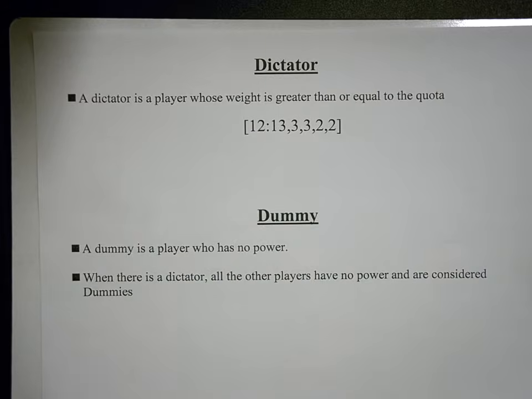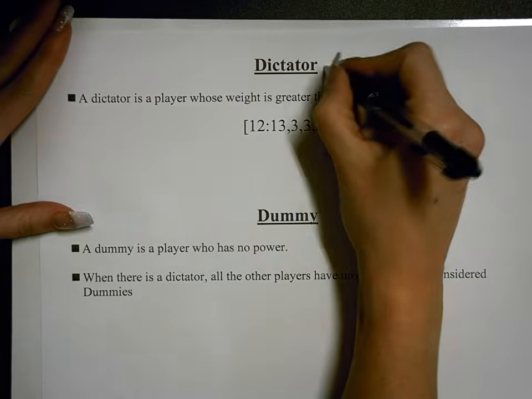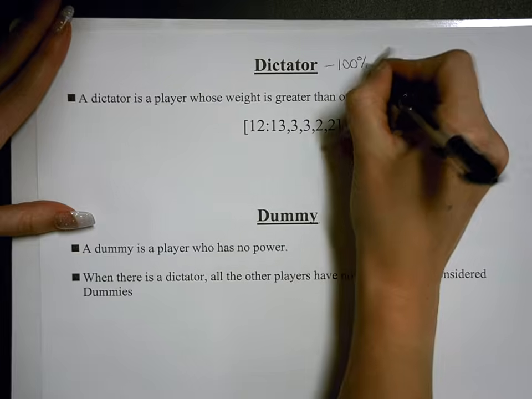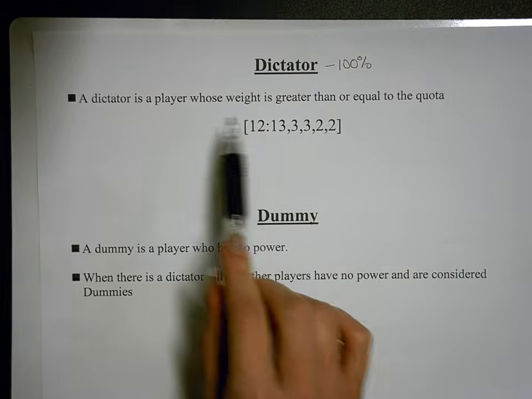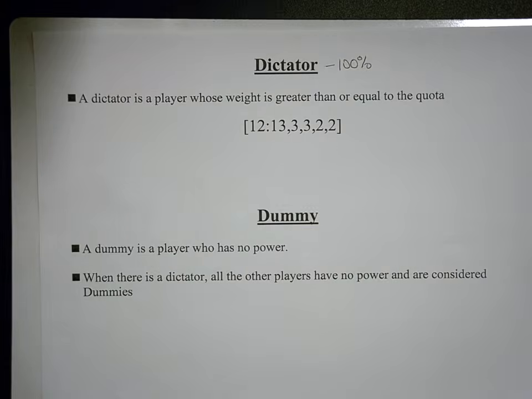A dictator is a player who has 100% of the power. That means if they vote for a motion, it passes. If they do not vote for a motion, it does not pass. Now, how you determine if a particular player is a dictator or not is that you look at the weight of the players. And if there is a player whose weight is greater than or equal to the quota, then they are considered a dictator.